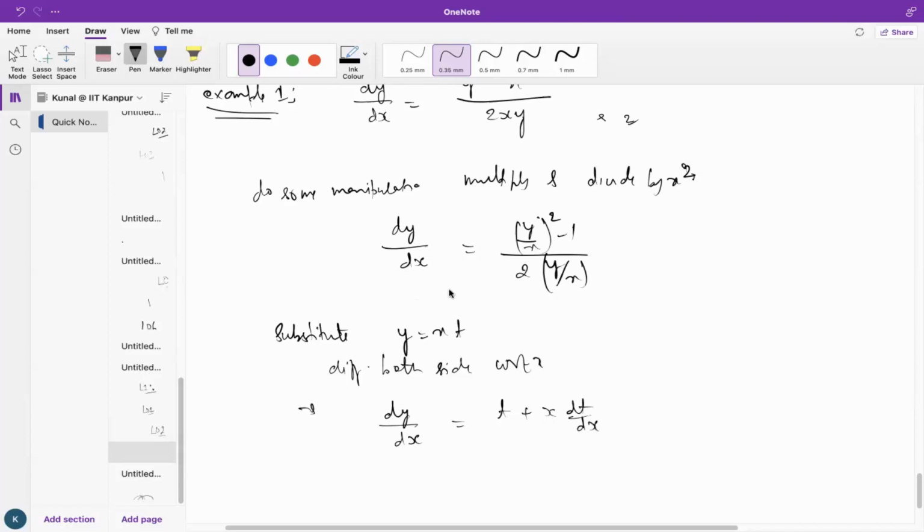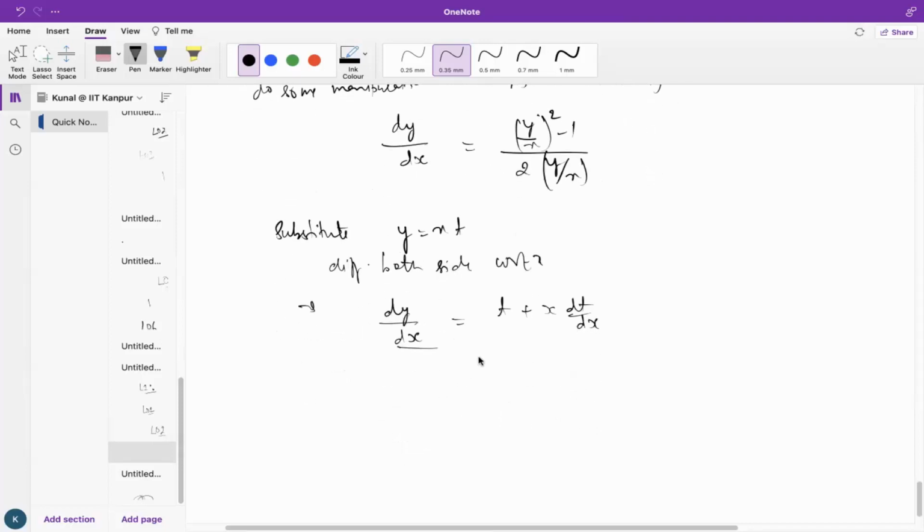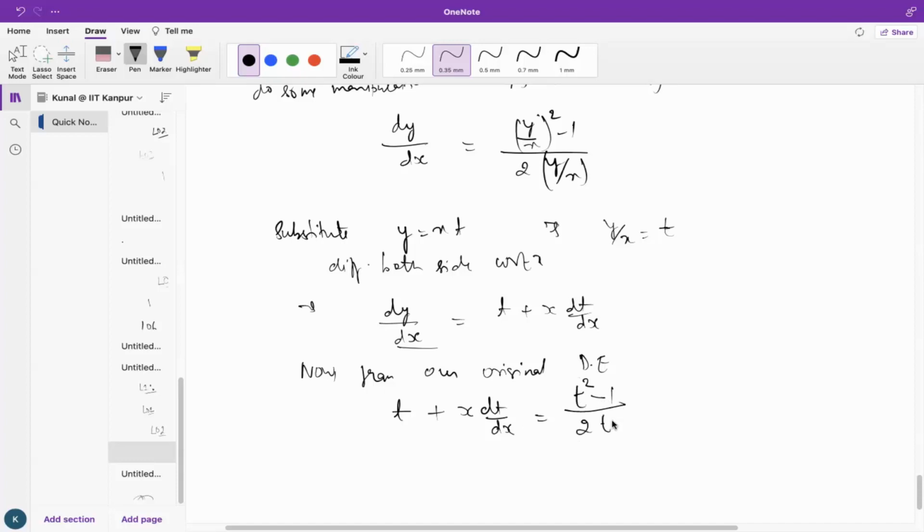So here we will get the value of dy by dx, and what is it actually equal to? It is equal to t plus x dt by dx. Now from our original differential equation, it will be equal to, यहाँ पे क्या आ गया, y by x की जगह हमने t पुट करा है ना, it also implies y by x is equal to t. So let me write it here. So it will be equal to (t square minus 1) divided by 2 into t.